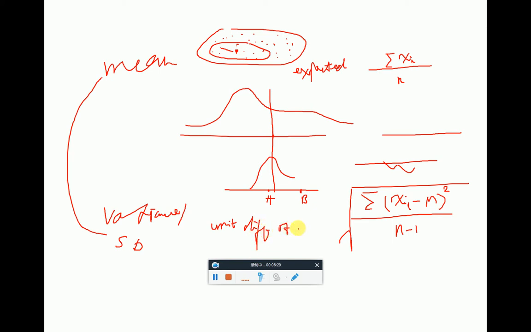of a value from the mean. So this is m. So the unit difference of a value in a sample from the mean. So remember this conceptual definition of variance or standard deviation. That's critical to our understanding of the following content. Okay, let's continue.